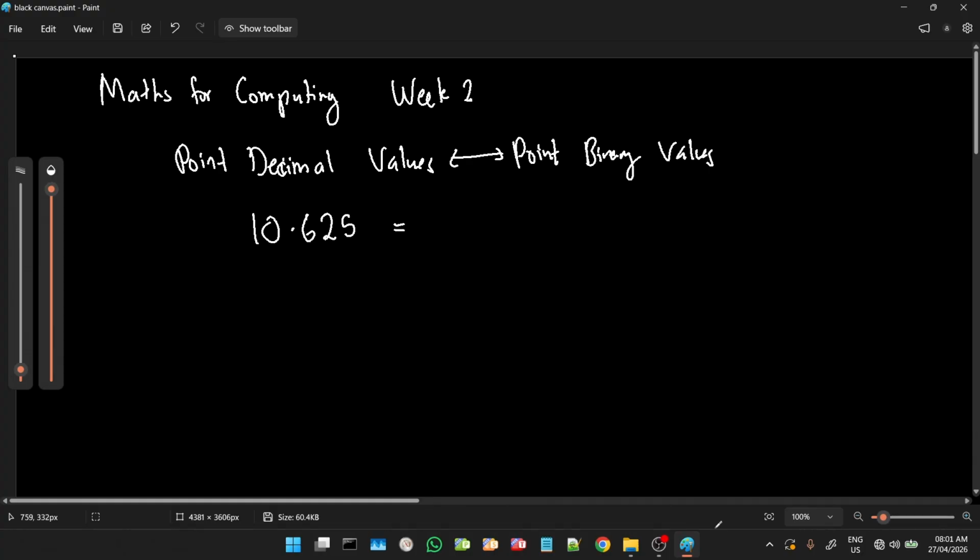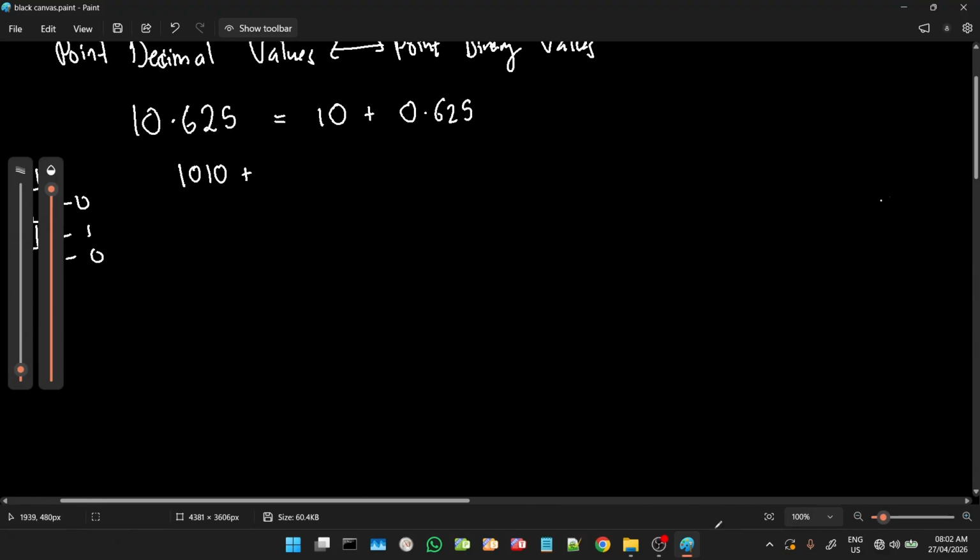Well, first things first, you have to make this number into a sum of two different formats. One, the whole number, plus its point version, the decimal version. So first off, you convert the 10 to a binary value. So do repeated division. You're going to get 1010. So that is the 10. But what about the 0.625?